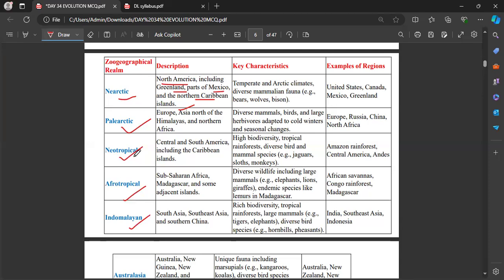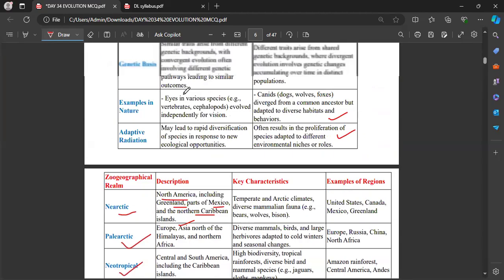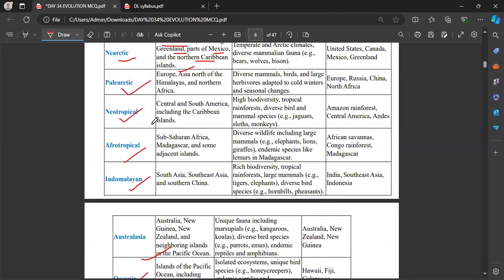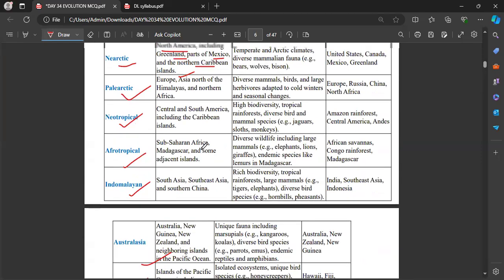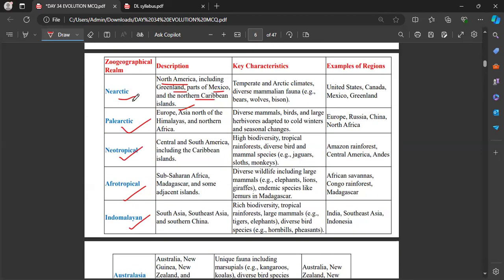These names are important, and if you can't remember exactly, at least remember two countries or two continents. And in the case of Nearctic, what will be the climate majorly? Temperate and arctic climates. And in that particular realm, you have to focus on which category is maximum, whether birds or mammals are higher, like that. Let me show you how to read these two slides.